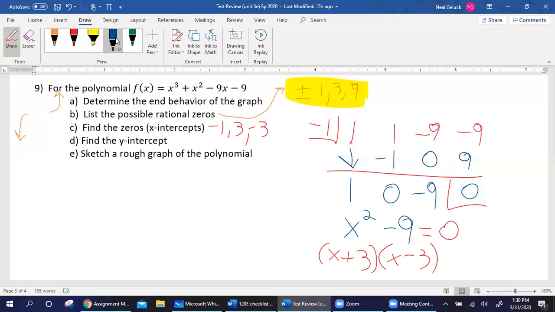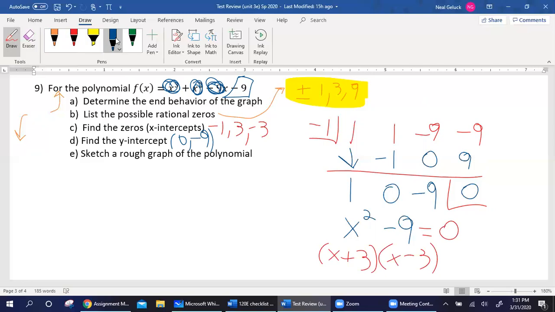On the next part, letter D, find the y-intercept. Remember, that's very easy on this problem. I just plug in 0 for x. So that would 0 out, 0, 0. All I'm left with is -9. So my y-intercept is 0, -9.